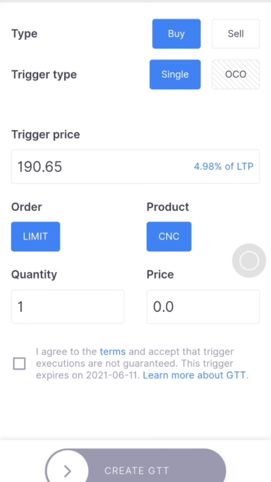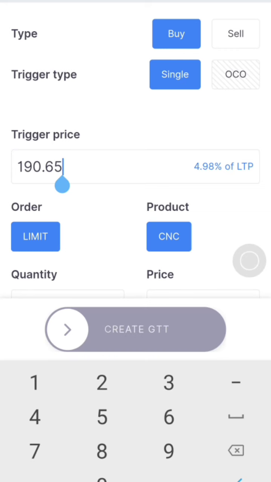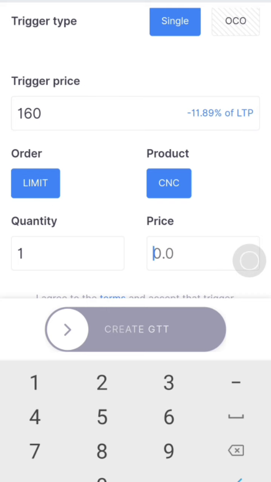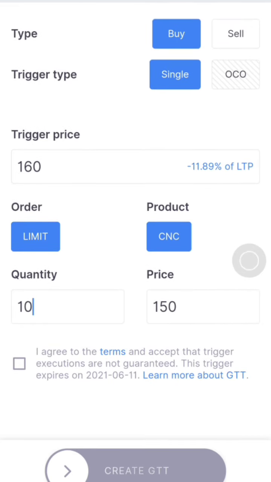So here you can put buy, and here something called trigger type single, and the trigger price means at which price you want to make the thing activated. Okay, let's say 160, and the actual price you want to buy at 150, and the quantity let's make it 10. So it means the trigger price 160 means this GTT trade will get activated when the SBI price reaches 160. But when it reaches 150, the final trade will get executed.